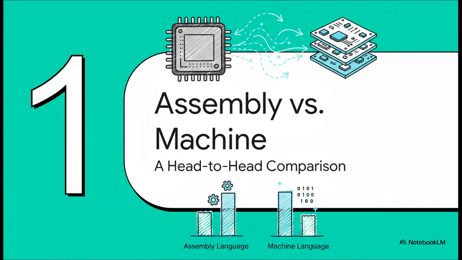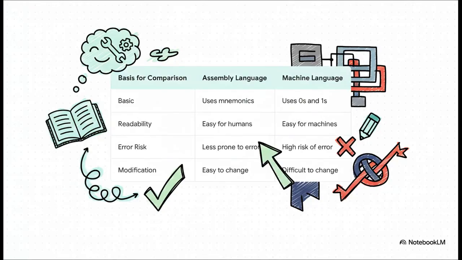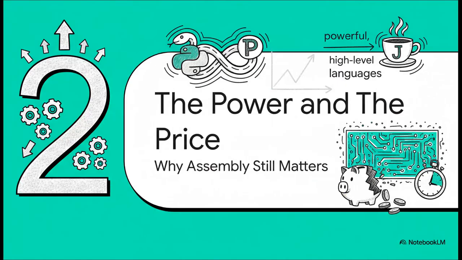To really see just how big of a deal this is, let's put assembly and machine language right next to each other for a little head-to-head comparison. This table really lays it all out, doesn't it? Assembly language is clearly built for us humans. It's way easier to read, which of course means you're going to make fewer mistakes. And this is a big one. If you need to go back and fix or change something, it's so much easier to do in assembly. Machine language, on the other hand, it's perfect for the machine, but for a person, it's just a nightmare to work with.